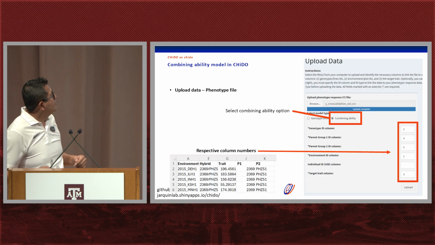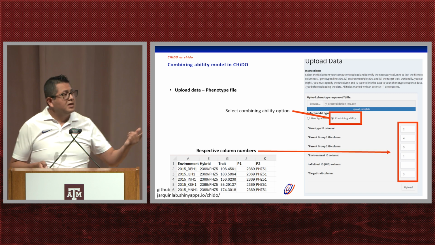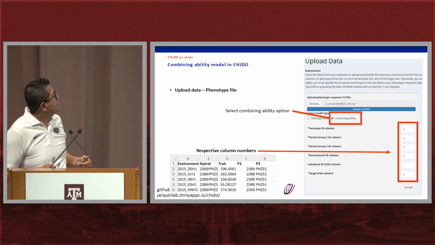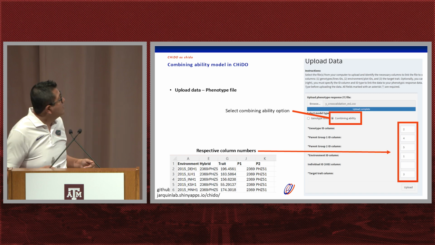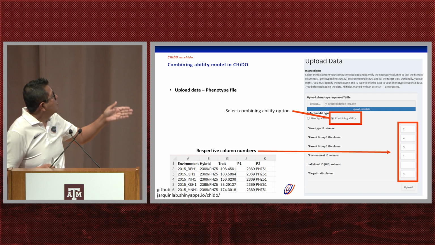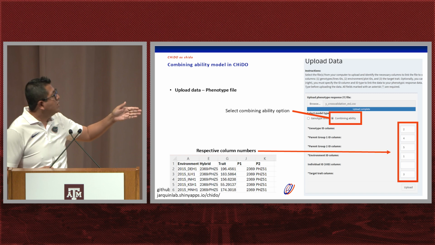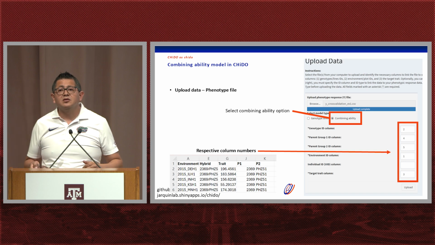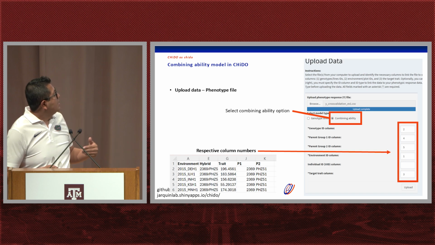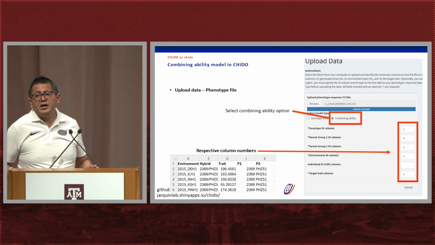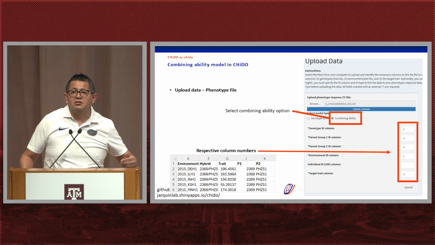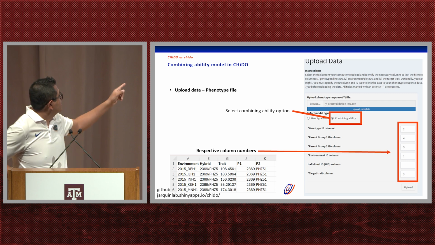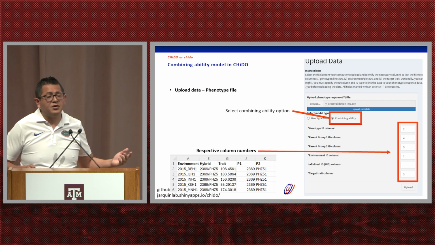And then here we pick the combining ability. There, we are going to add that information: which column has the genotype ID, which column we're going to use as parent 1, in this case column number 4, which column is going to be parent 2, column number 5, and whether we have a compound ID. For example, if somebody flew a drone, we can introduce that information there. And the target trait, in this case, is column number 3, yield performance, probably.